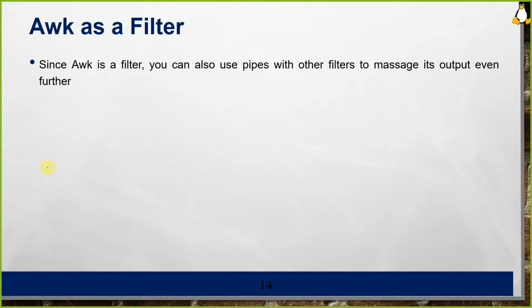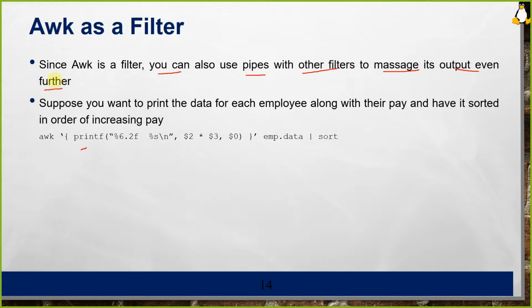Awk as a filter. Since awk is a filter, you can also use pipes with the other filters to massage its output even further. Suppose you want to print the data for each employee along with their pay and have it sorted in order of increasing pay. So awk printf with %6.2f, six positions plus two positions after the decimal, then %s. This is field number 2 multiplied by field number 3 for salary, and field number 1 for the name of the employee from employee.data, and sort it. So this can be used in filters. This makes it much more powerful, that you can use it on the command line and you can use it in pipes as well.